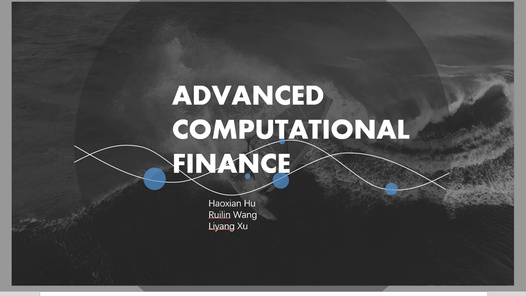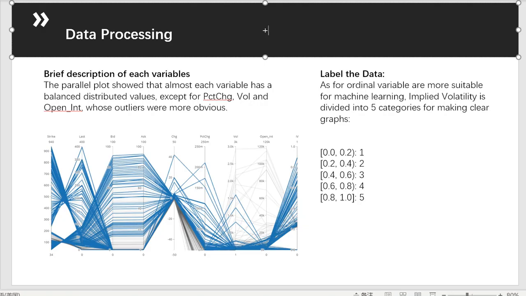Hello everyone, this is a dimension reduction analysis on option markets and endowments analysis. In our project, we did part A and part C. For part A, we first dealt with the AAPL sample data of call options.